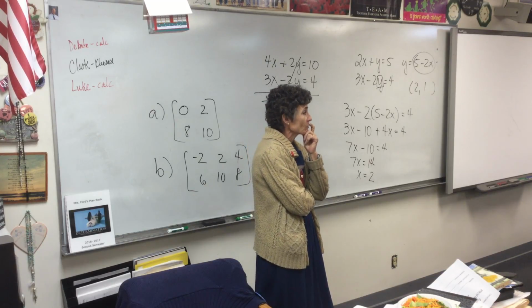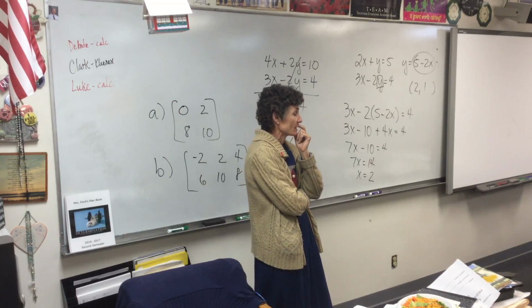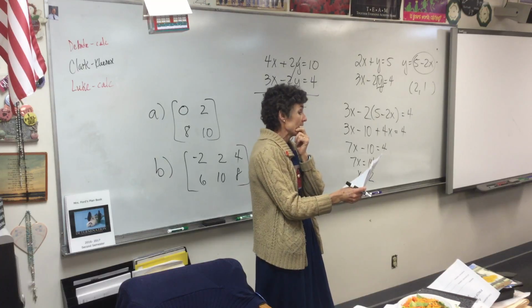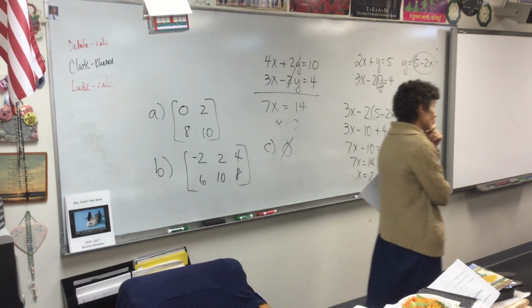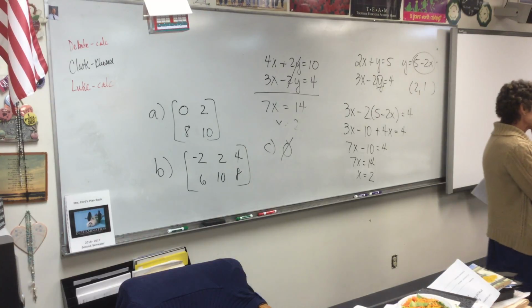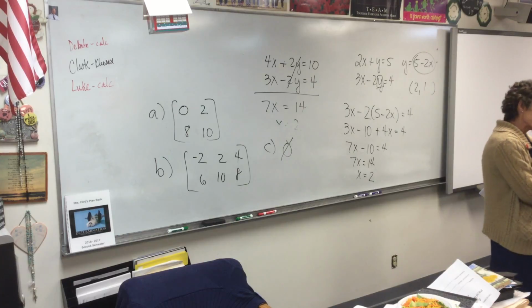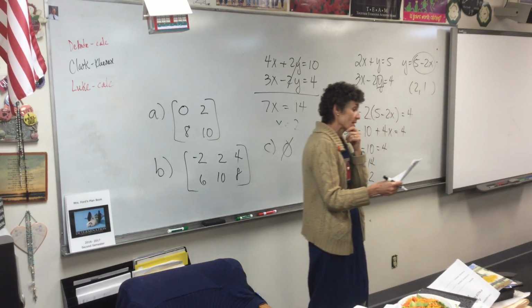This long period after lunch, I know how hard it is, but we have got to get our work done. If you think you might forget what A sub 2, 1 means, make a note. That is the entry in matrix A that is in the second row, first column. The answer is 3. Second row, first column of matrix A, 3.